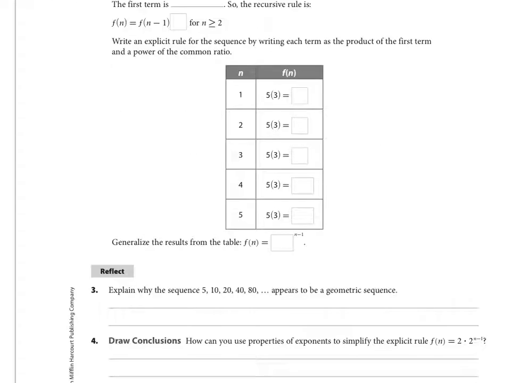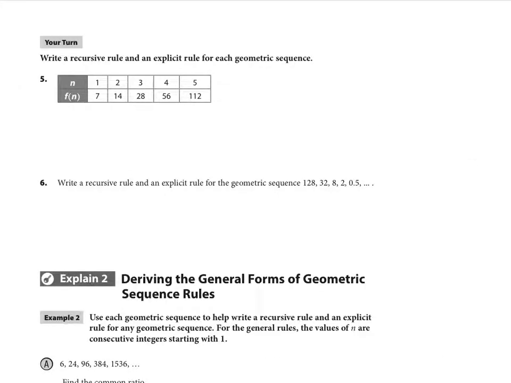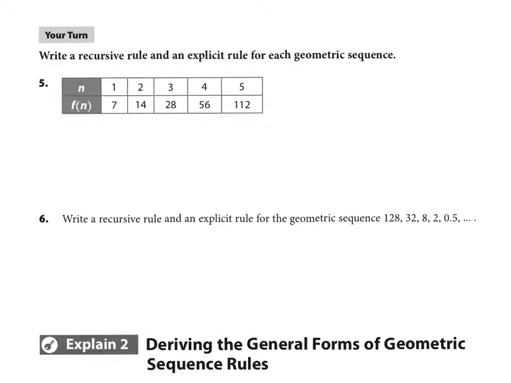But in this next your turn problem, it wants us to write both a recursive and an explicit rule. So we're going to talk about what an explicit rule is too. But first, let's find r. Now, if you don't remember how we found r, we said you take the second term and divide it by the first term. So r is 14 divided by 7, which is 2. In a lot of cases, you can just look and see what's happening. You're multiplying by 2. So that's your r.